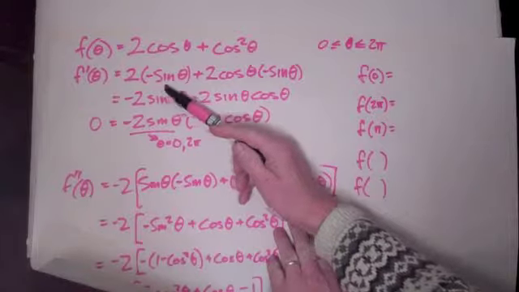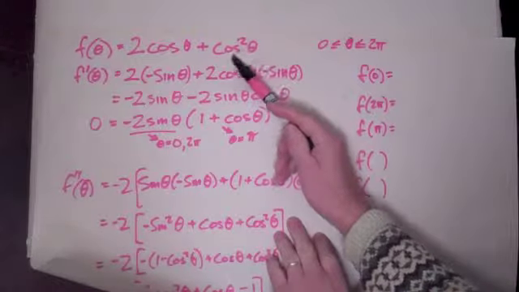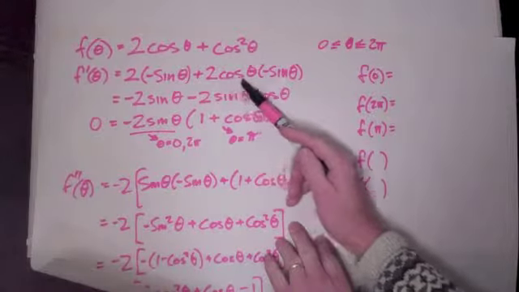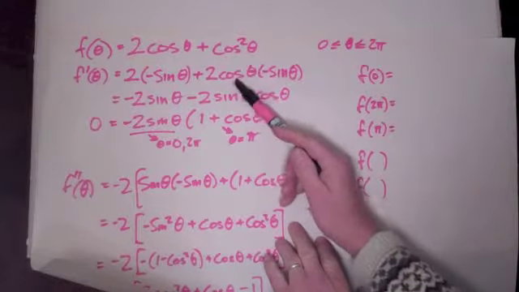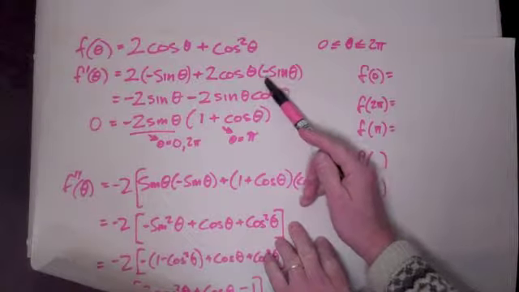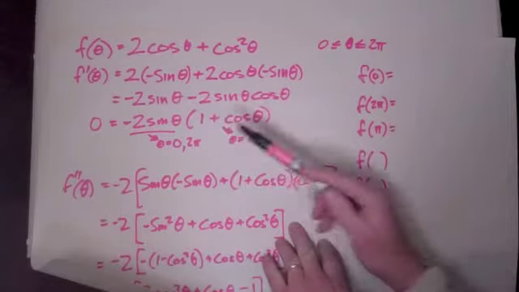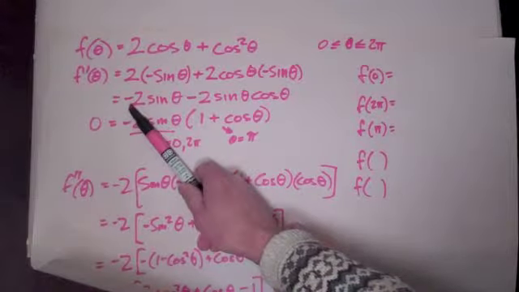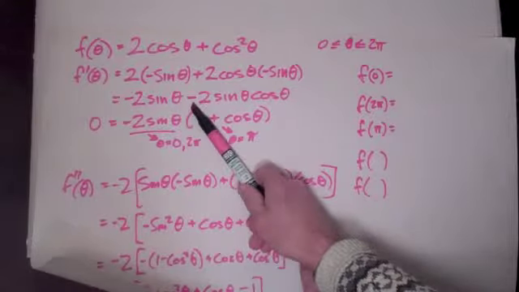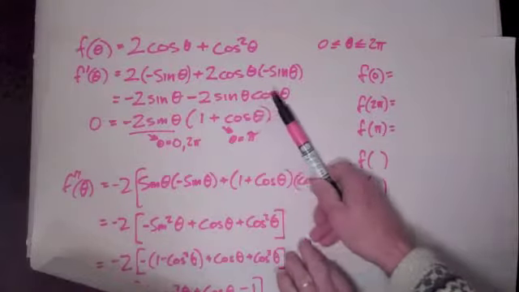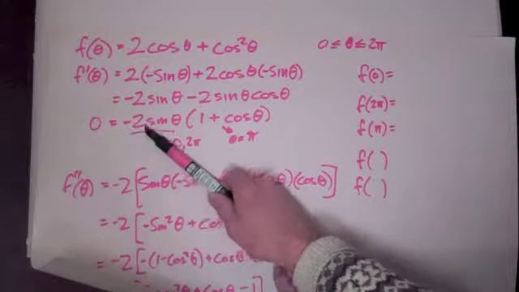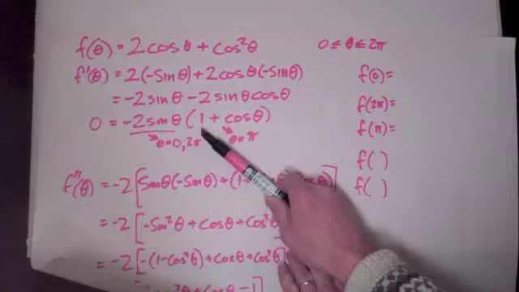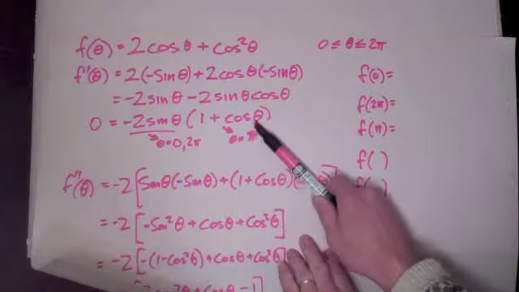Derivative of cosine is minus sine. I've got to use the chain rule here. I bring the 2 out in front, don't change the cosine, but then I take the derivative of that. Watch those negative signs carefully, that's what messed us up in class. But you'll see I've written it here, minus 2 sine theta, minus 2 sine cosine theta. I factored out the negative 2 sine theta. What's left behind is 1 plus cosine theta.